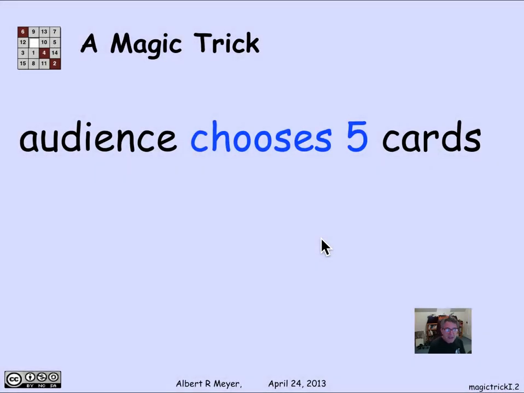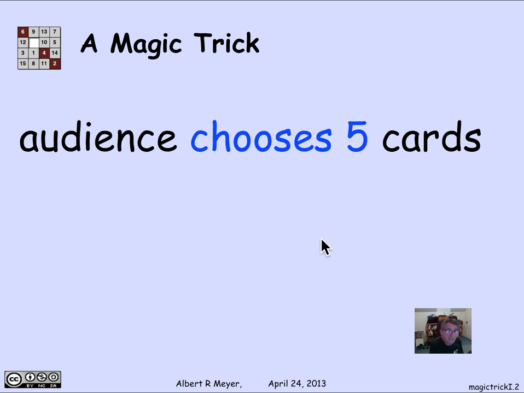We're going to work with an ordinary deck of 52 cards with 13 ranks and 4 suits. We actually have a large set of magician cards that are visible to an audience, so you can hold them up and everybody can see in a large room. And what happens first is that the audience chooses 5 of the cards.